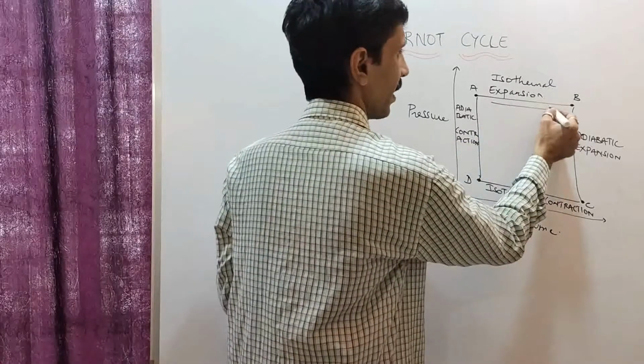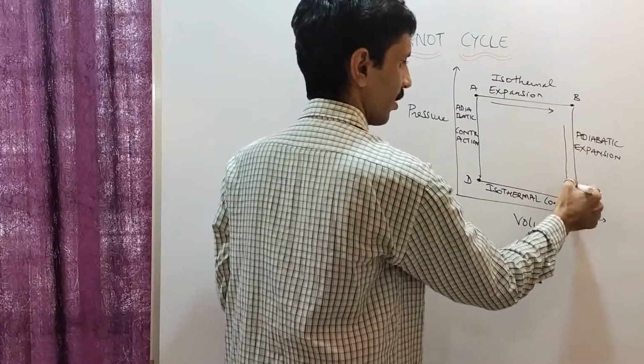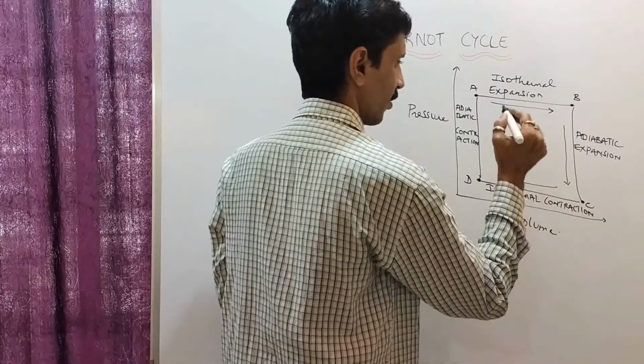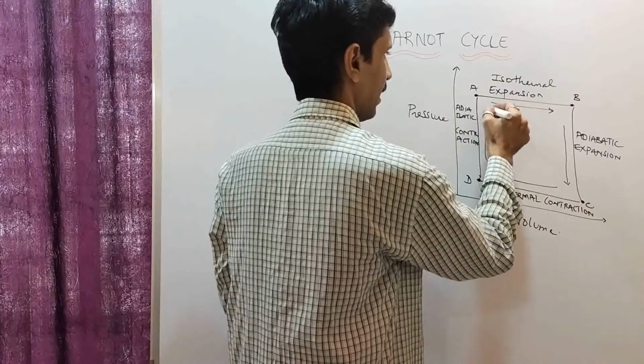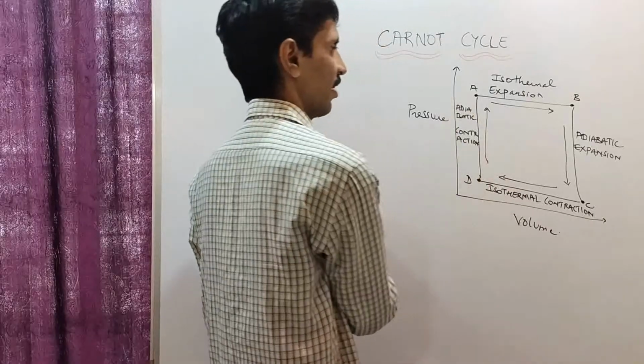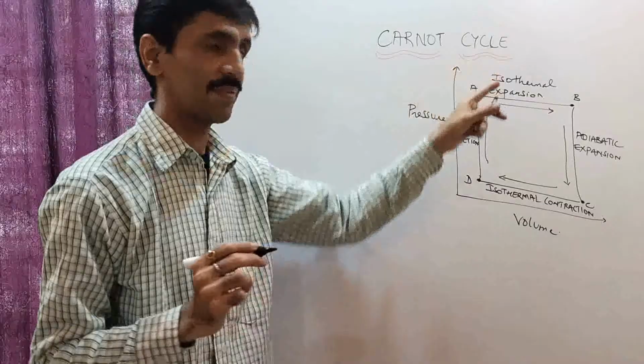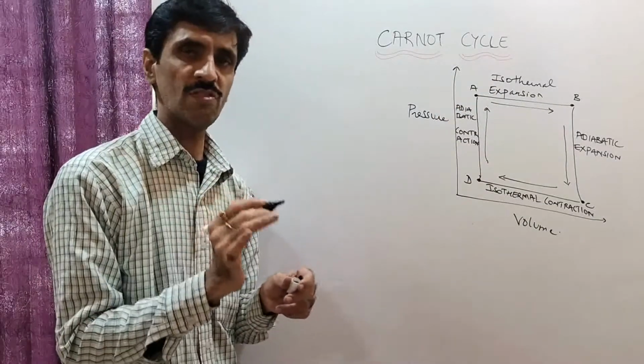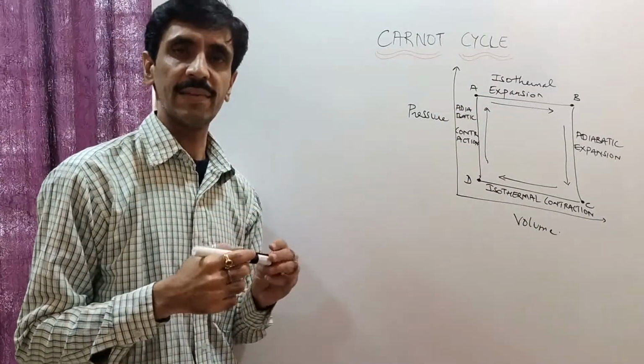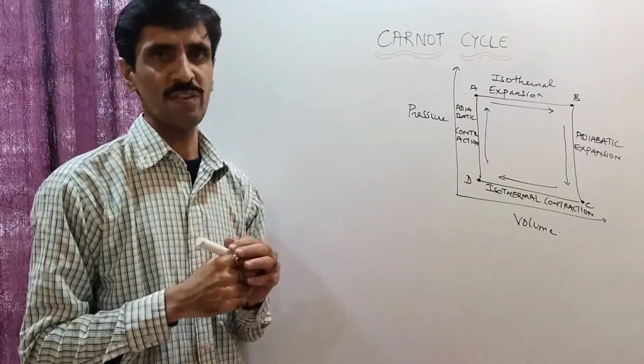So we go from A to B, then we go from B to C, then we go from C to D, and finally the system returns to its original state, and that is D to A. Okay, so this is the diagram. 4 steps are there. I'll explain you one step at a time and see whether you understand that. I'll go as slow as possible.